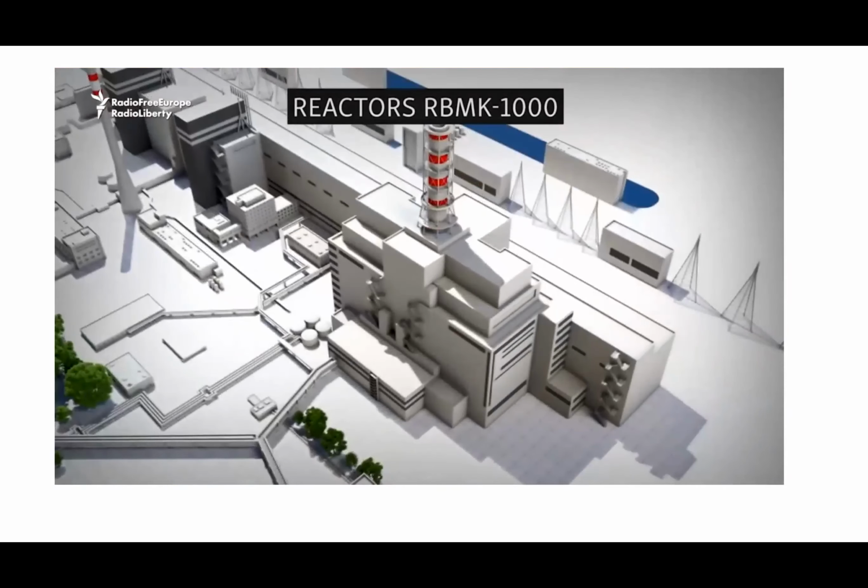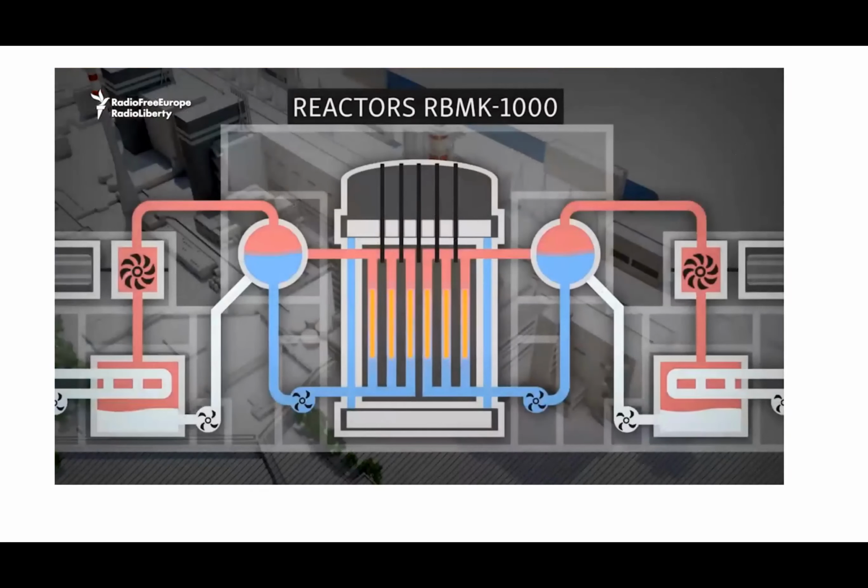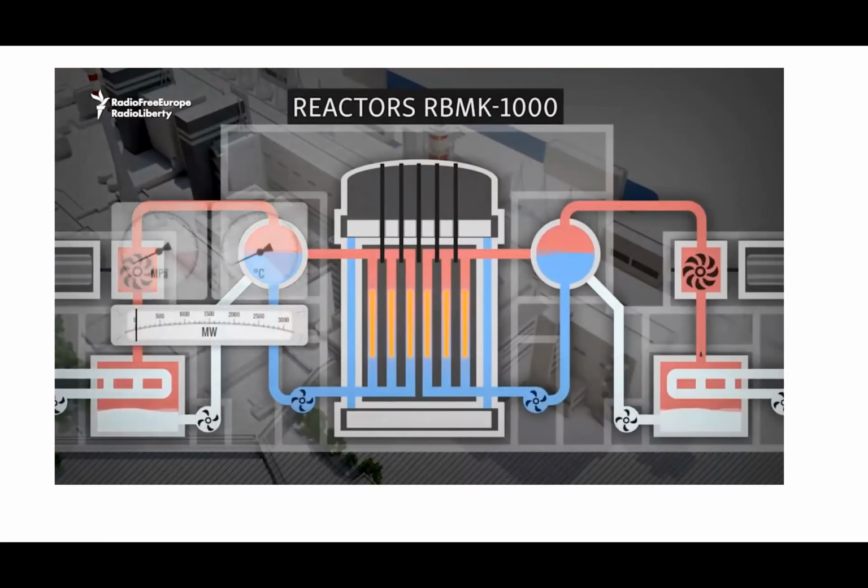On April 26, 1986, technicians prepared to test the backup cooling system in reactor number 4, but the routine safety drill went horribly wrong. A nuclear reactor is like a giant steam engine. Uranium fuel rods react to produce a massive amount of heat. That converts water into steam, which drives huge turbines to generate electricity.